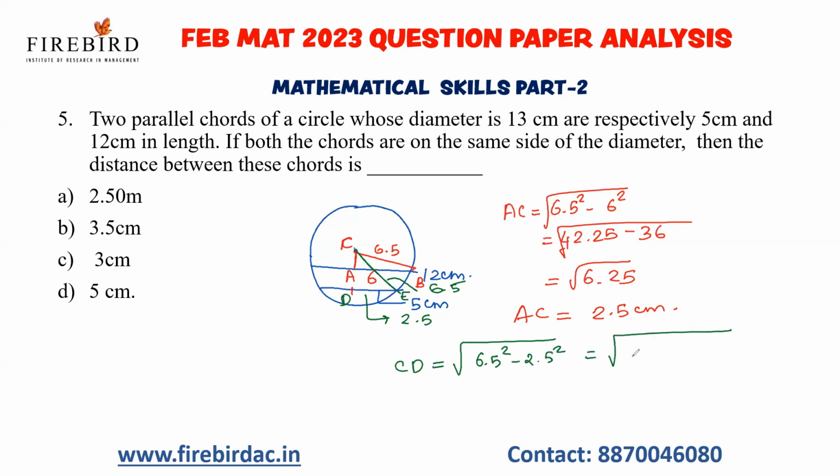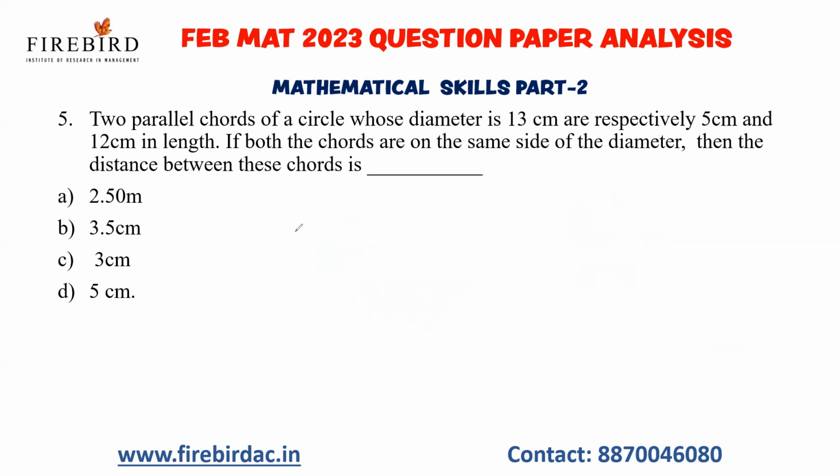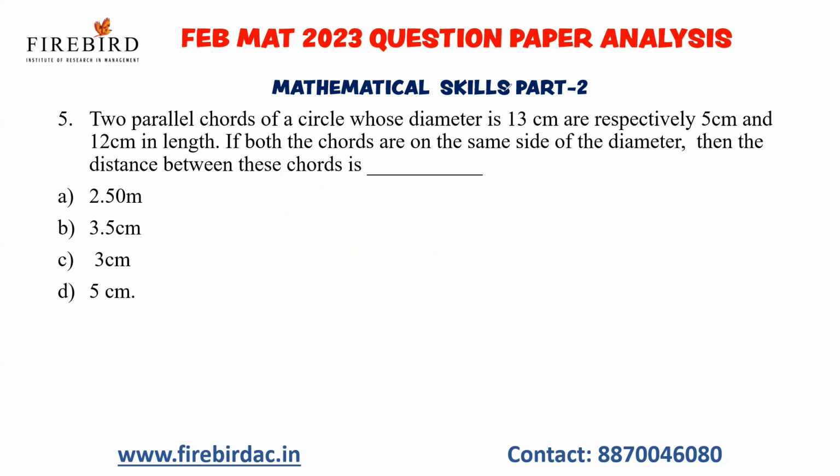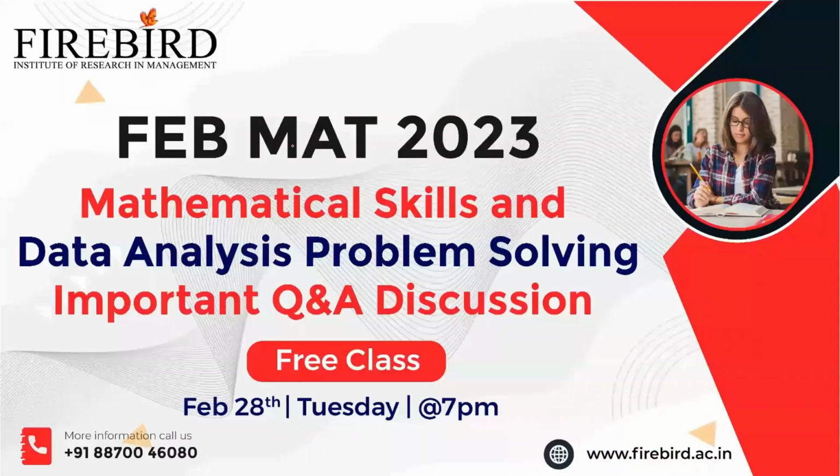Okay, so 6.5 square is nothing but 42.25 and 2.5 square is nothing but 6.25. The difference is the square root of 36. The square root of 36 is 6. What is the difference it makes? 3.5 centimeters, my answer. Okay, now you got some ideas based on the questions, right? So in this video, we have seen questions based on mensuration, time, speed and distance, trigonometry, profit and loss and geometry. So keep it in mind that in the mathematical skills part, they have covered all the topics, right?